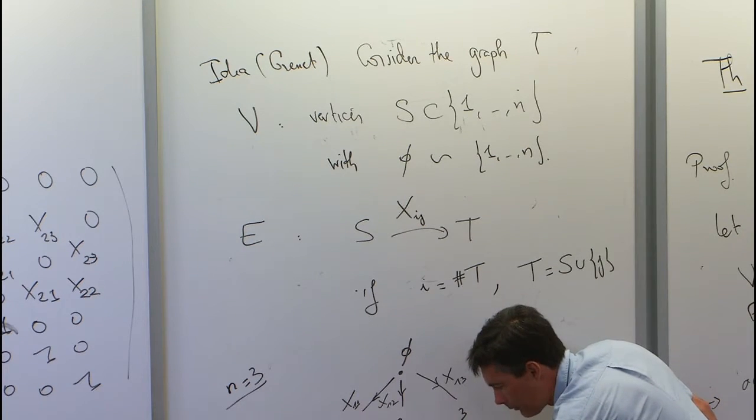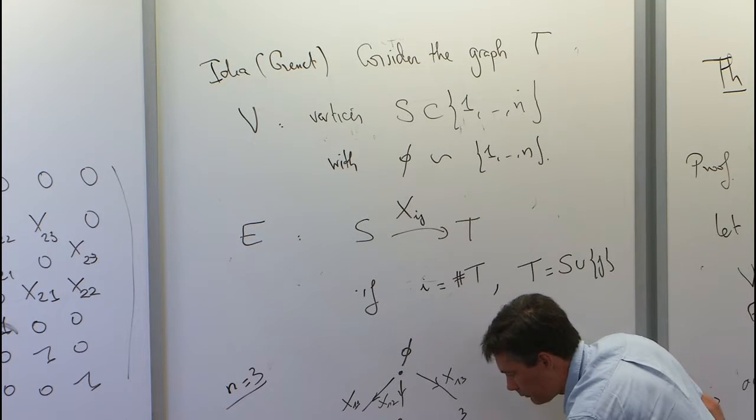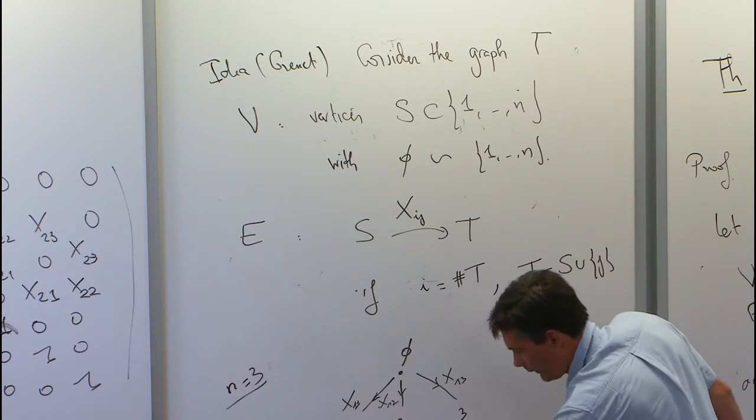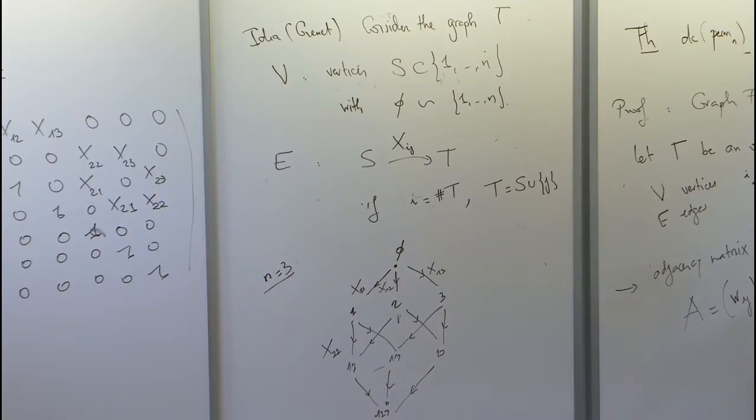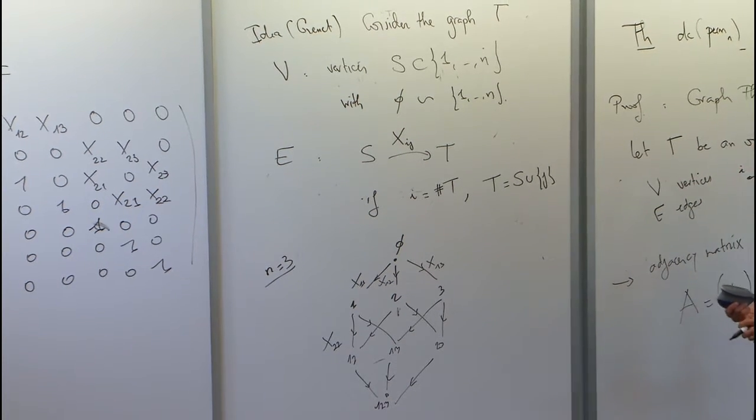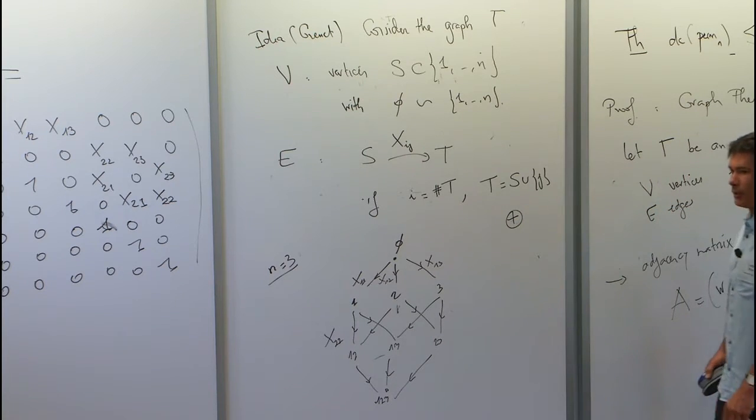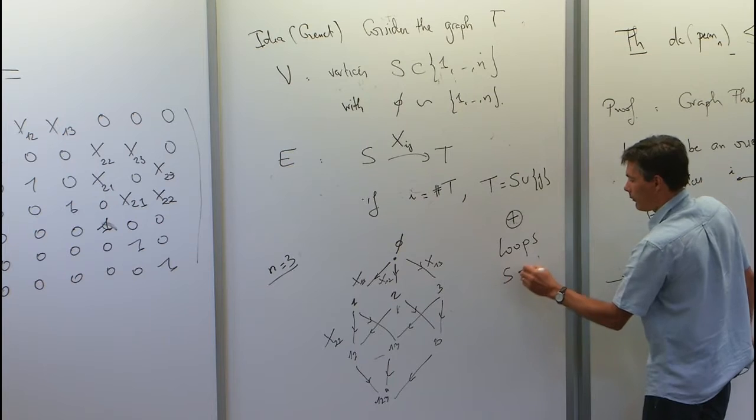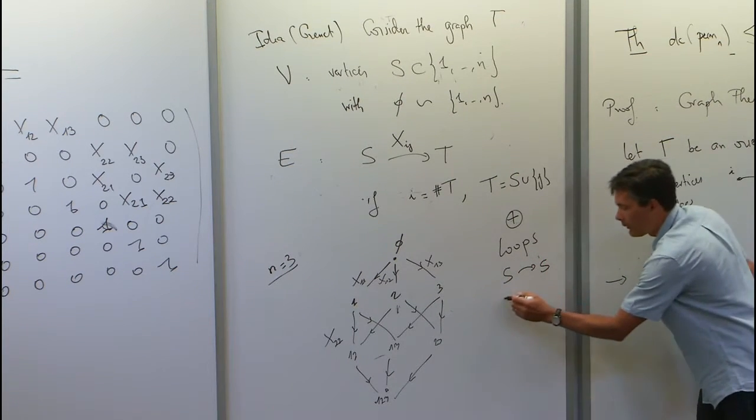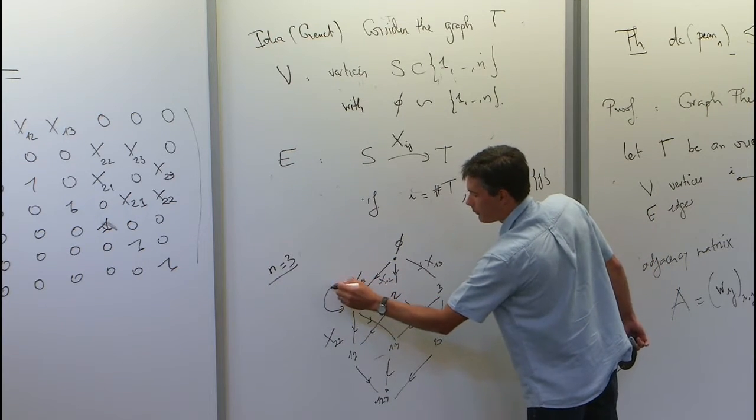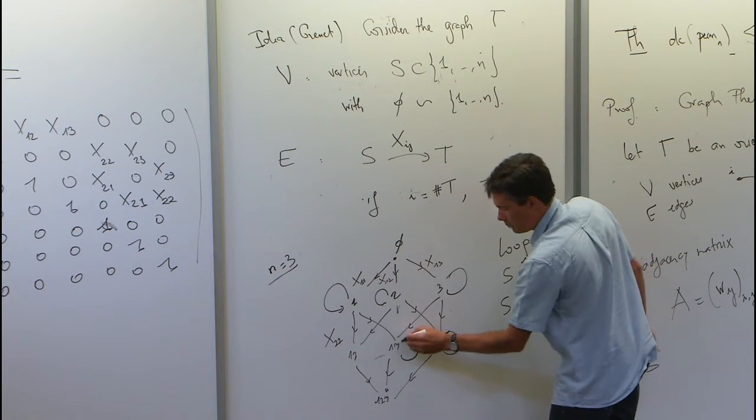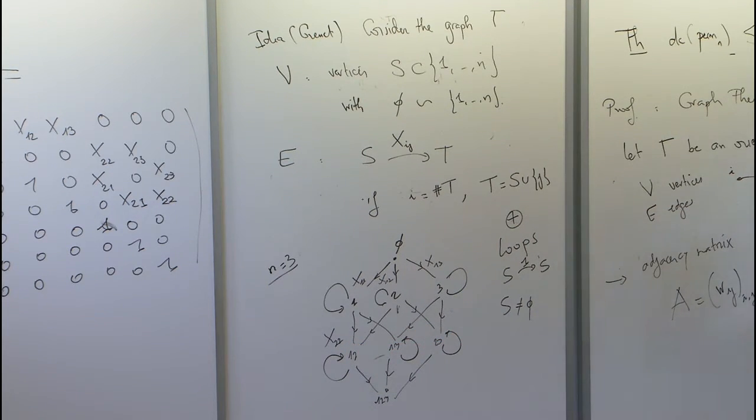Okay, so that's set 1, 2, 3. Which, remember, is the same. The vertex here is in fact the same as this one. So this is the graph. Plus, we need to add some other edges, which are just loops from S to S, for S different from the special vertex. And here the weight is just 1. Okay, so we have these loops. This is the graph.